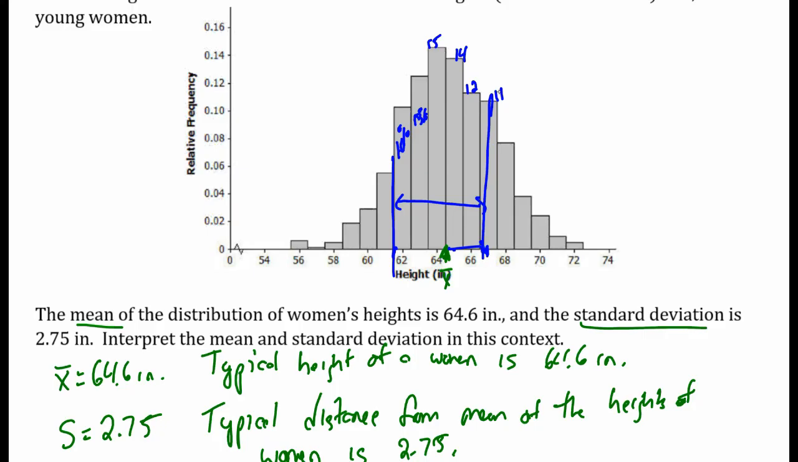no, let's not include that 11. Let's not include 11. We get 64%. Let's go right there for the sake of that. We don't want to include that whole bar. So there's about 64% of this data within that one standard deviation of the mean.